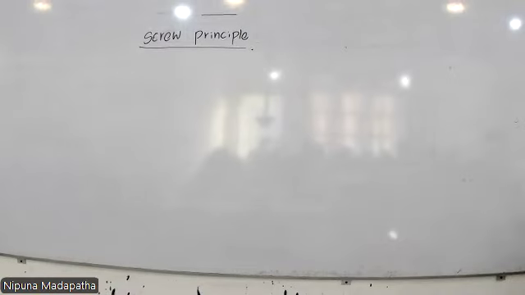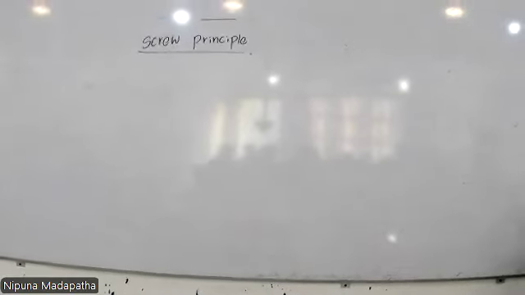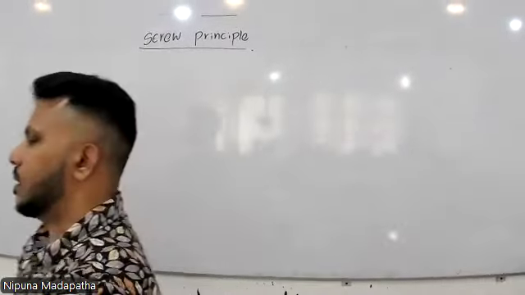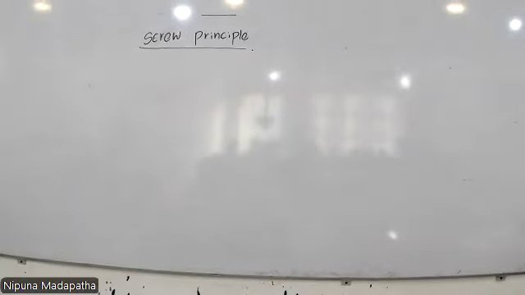Screw principle. So there are two principles we use to measure precision measurements. In order to get precision measurements in lengths, small measurements, we use two methods. One, we have completed that part, vernier principle. The second one is screw principle.